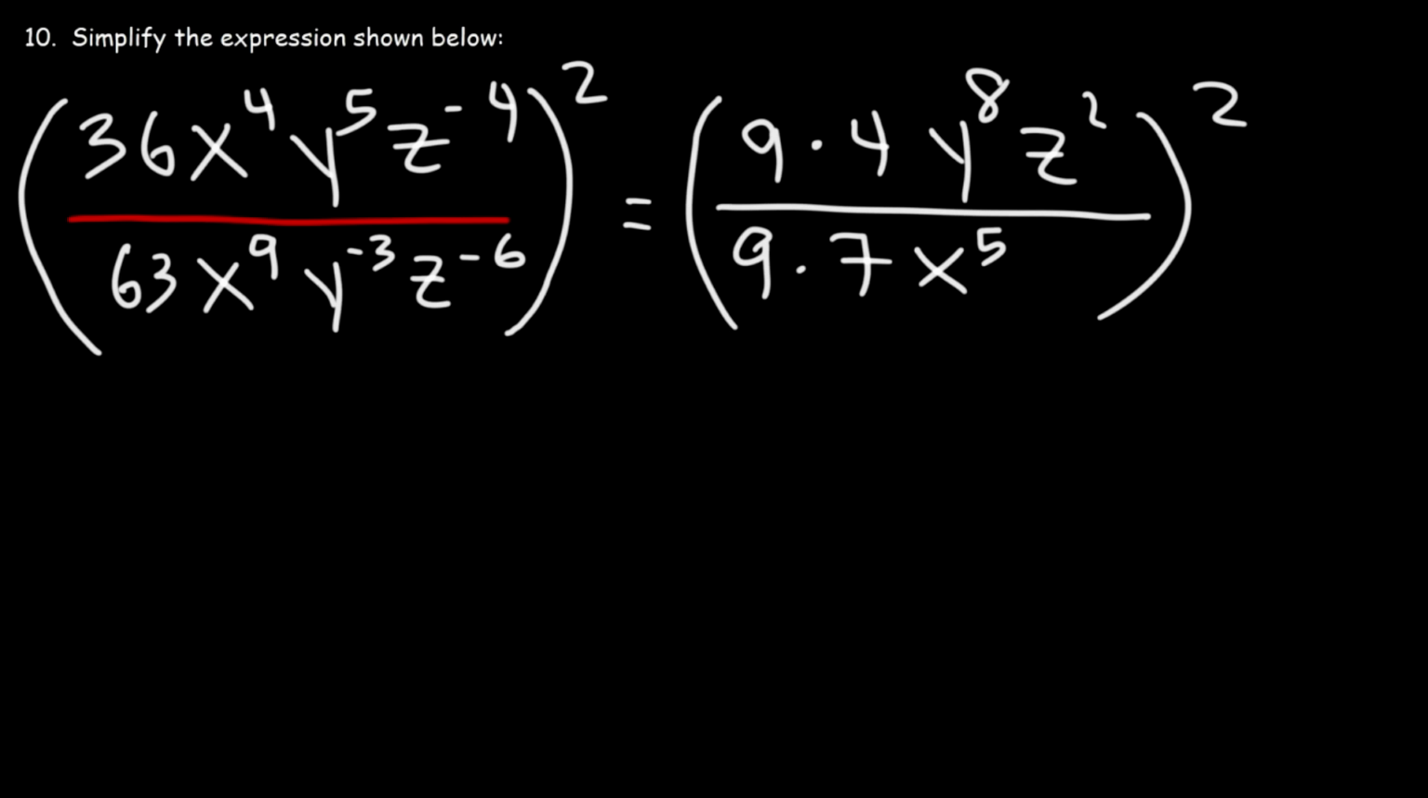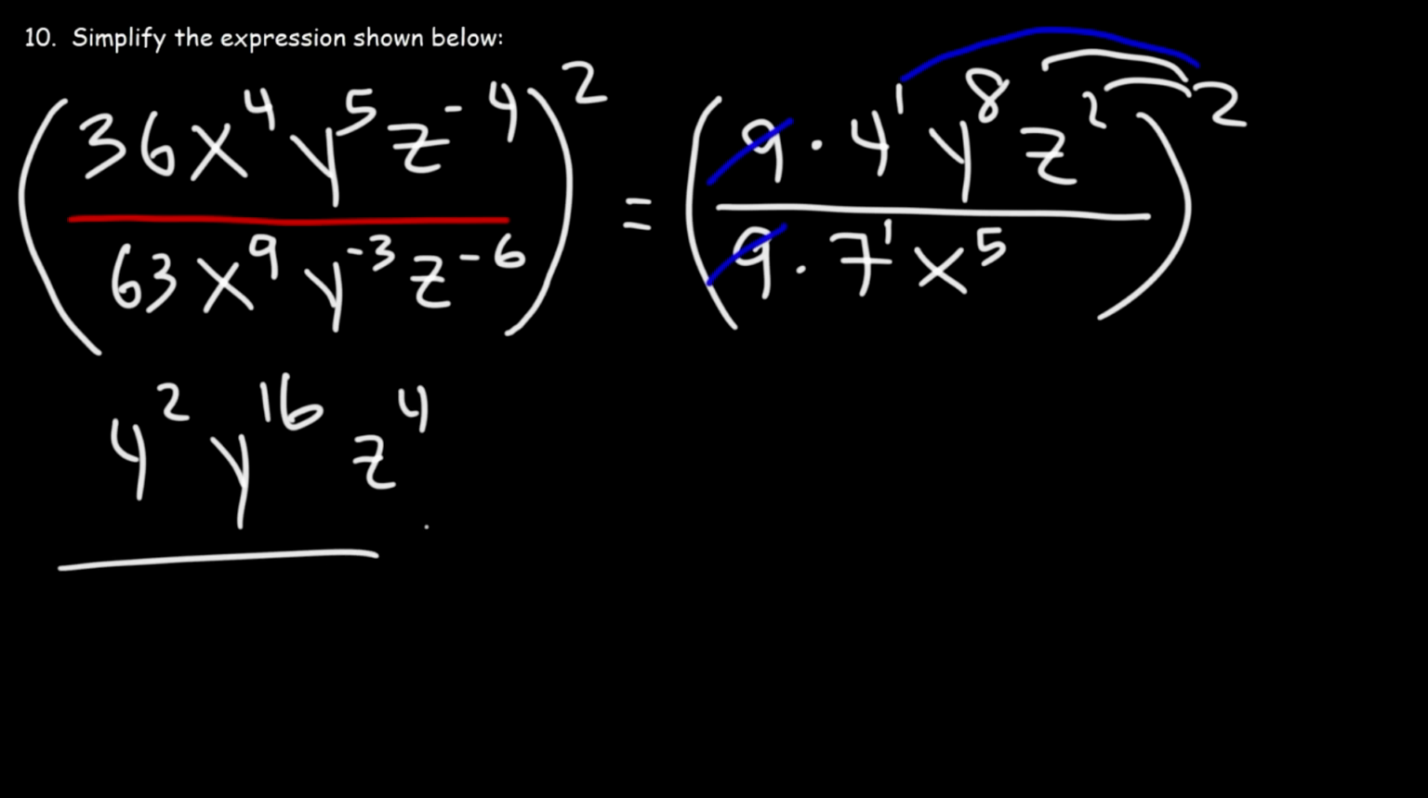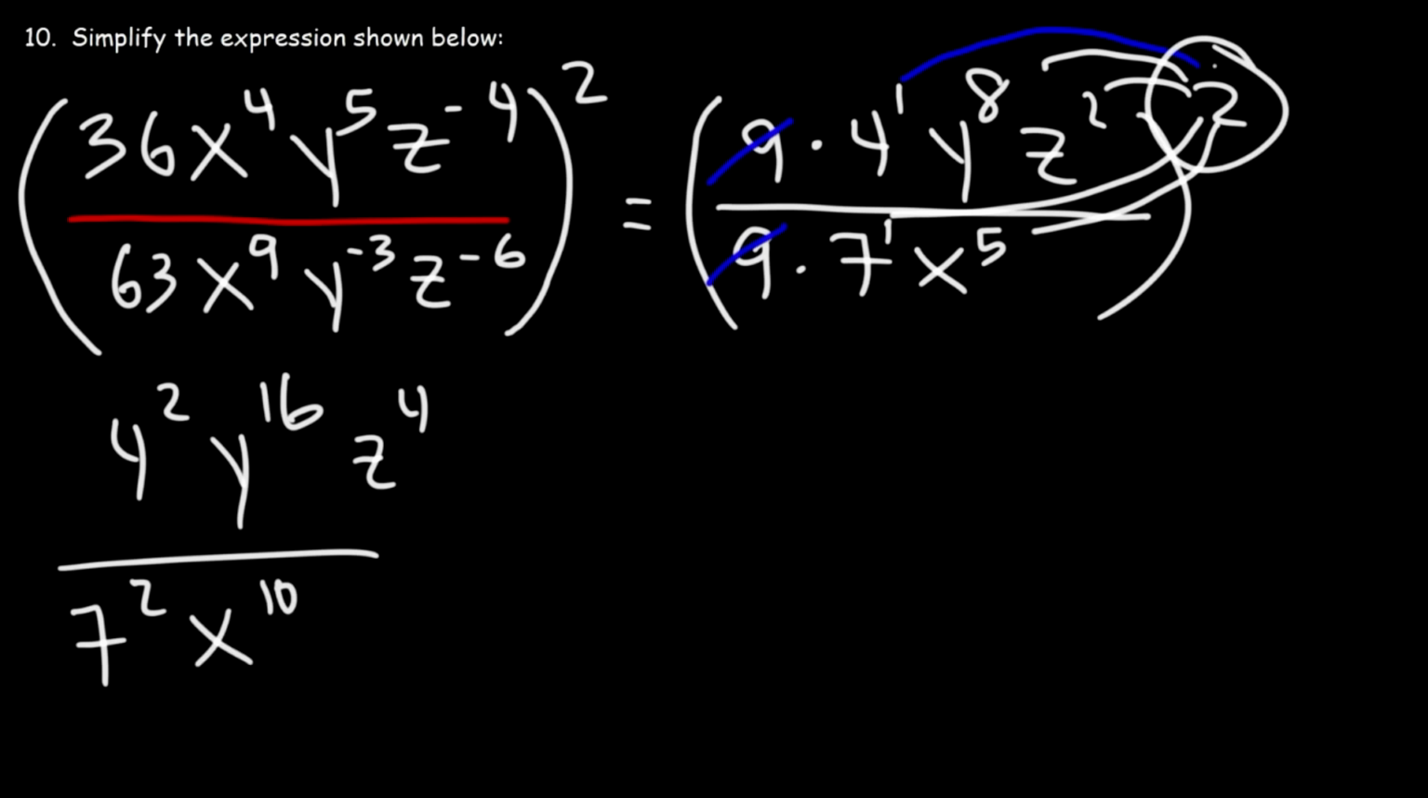Now before we distribute the exponent, let's cancel the 9. 9 divided by 9 is 1. And now we could distribute 2. So I'm going to write this as 4 to the first power and 7 to the first power. 2 times 1 is 2. So we're going to have 4 squared. And then 2 times 8 is 16. And then 2 times 2 is 4. On the bottom, we have 2 times 1, which is 2. And then 5 times 2 is 10. So basically, multiply all the exponents by 2.